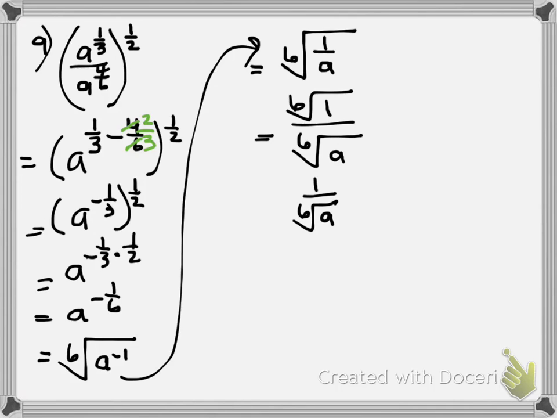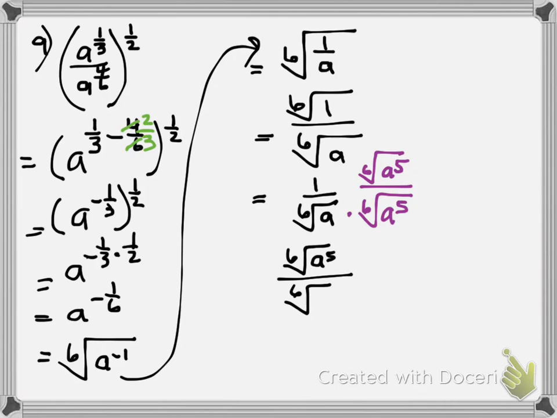So how many a's do I currently have? 1. How many do I need? 6. So how much is it going to take to go from 1 to 6? 5. So what I'm going to do is multiply top and bottom by the 6th root of a to the 5th. And again, what allows me to do this is I'm just multiplying by a value that equals 1. So in the numerator, I have the 6th root of a to the 5th. In the denominator, I have the 6th root of a to the 6th.